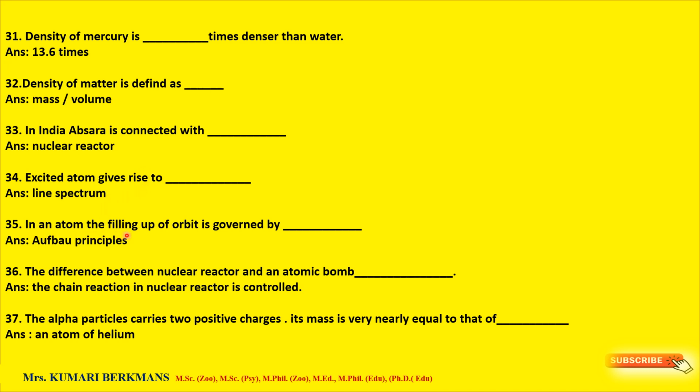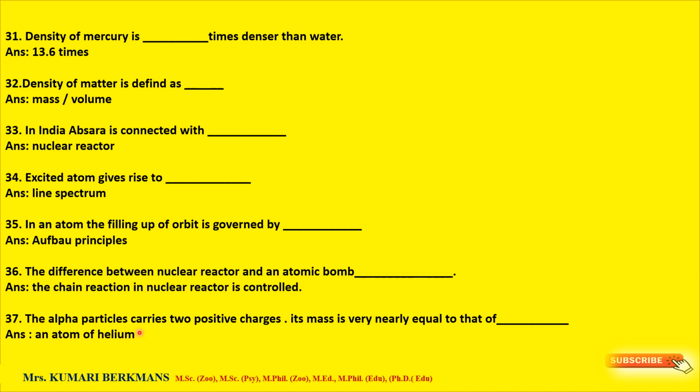In an atom, the filling up of orbit is governed by dash. It is Aufbau principle. 36th point, the difference between a nuclear reactor and an atomic bomb is dash. The chain reaction in a nuclear reactor is controlled.